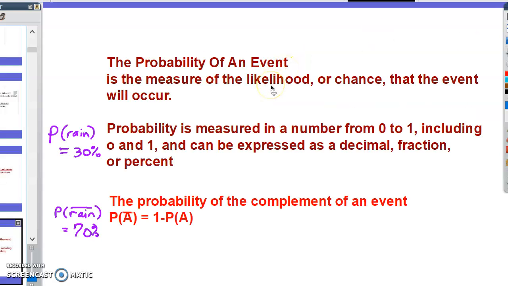The probability of an event, that is the likelihood or the chance that it will occur. So remember, it's measured from 0 to 1, and it can be a decimal, or a fraction, or a percent. So the probability it's going to rain today is 30%. Now we have the complement of that event. That would be that it is not going to occur. The probability it is not going to rain is 70%. These two will add up to 100%. So here's a little formula. The probability of the complement of the event is 1 minus the probability of the event occurring.